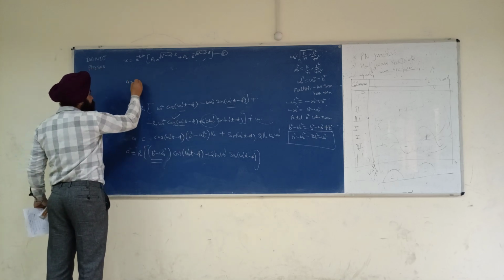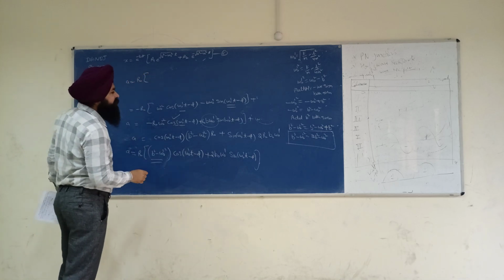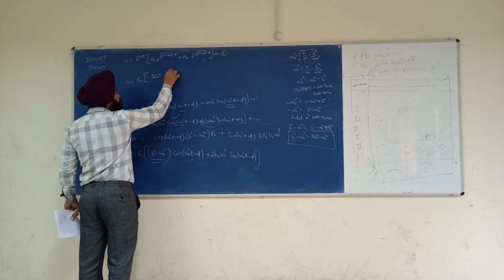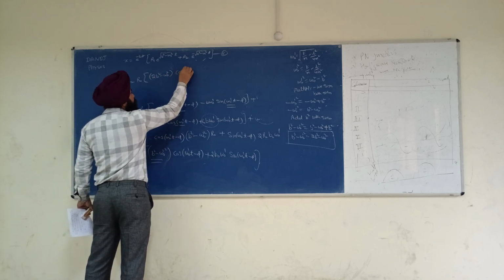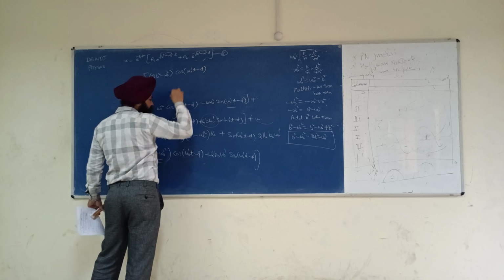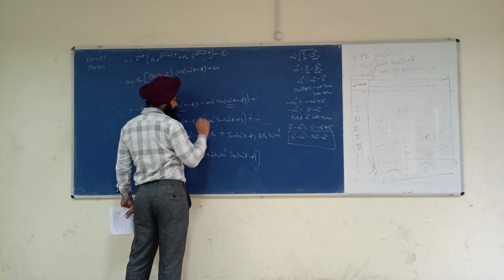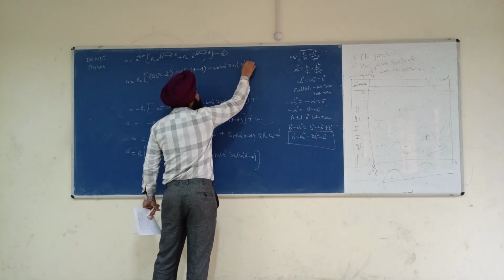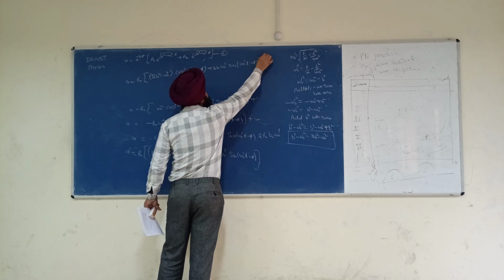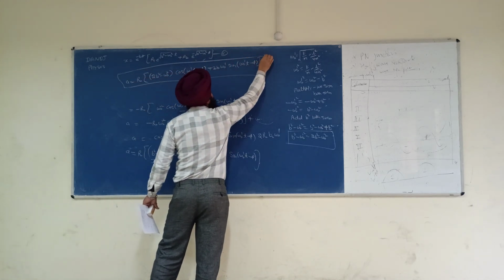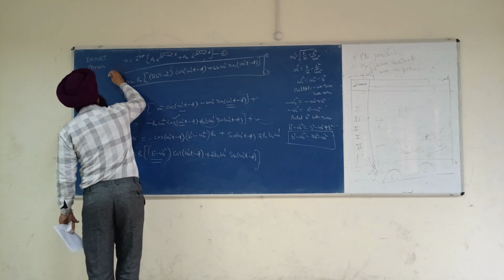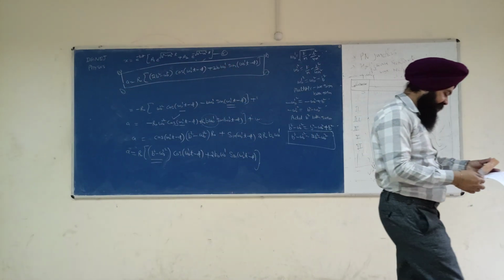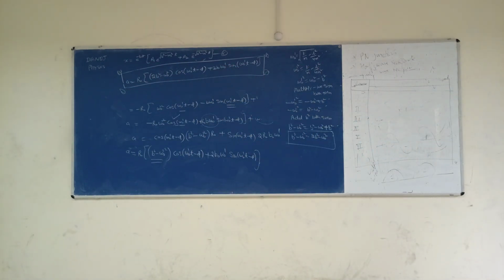So acceleration is equal to r naught into (2b square minus omega naught square) into cos of (omega naught prime t minus y) plus 2b omega naught prime into sin (omega naught prime t minus y). So this is the final value of the acceleration.